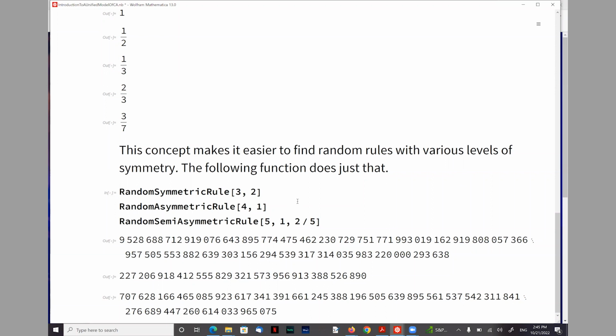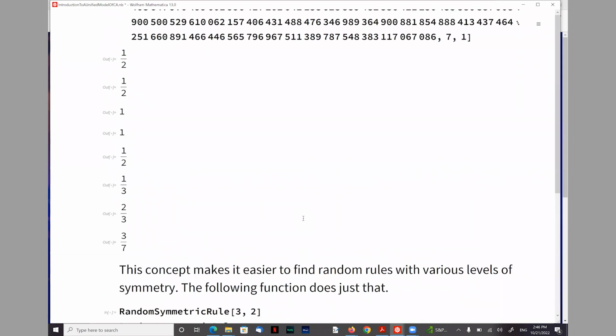So these functions are in there. So if you want a random symmetric rule and whatever K with whatever R, you just ask for it and then it will give it to you. And you want an asymmetric rule, the same thing. You want a semi-asymmetric rule, it will do that as well.